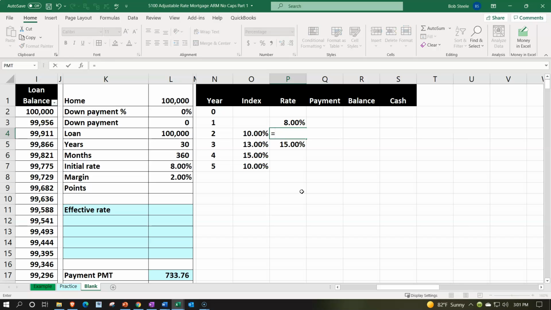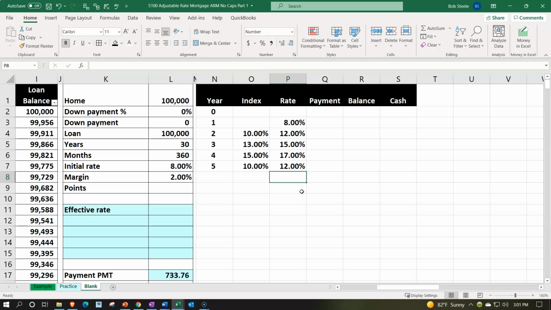Something happened here. I think I said times the 2% plus the 2%. So that would be 10 goes to 12, 13 goes to 15. This would be 15 plus the 2%, which would go to 17. This would be the 10 plus the 2% goes to 12%. So that's going to be our general comparison between the two.